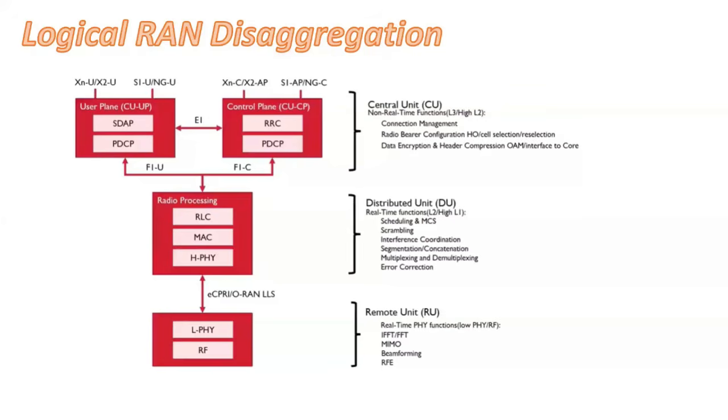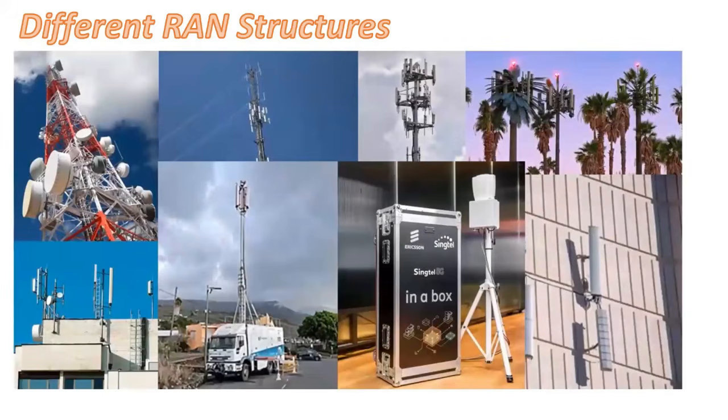For the radio unit, the main protocols used are the lower physical layer and the RF. For the distributed unit, we have RLC, MAC, and the higher physical layer. And for the centralized unit, we have RRC and PDCP for the control plane, and SDAP and PDCP for the user plane. Okay. Then we have the different RAN structures. The radio access network comes in different forms.